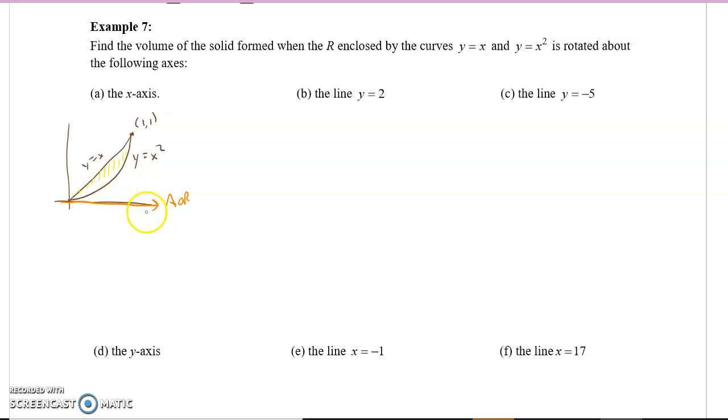So notice that the axis of revolution is not a line of our boundary. I don't think that it will be for any of these, because our diagonal line is, that would be a very different sort of thing if we had a diagonal axis of revolution, which we won't see. But since our axis of revolution is not a line that coincides with a boundary of our shaded region, then that means that we must have a washer method. There's a gap between the region and the axis of revolution. That gap is the hole in our washer.